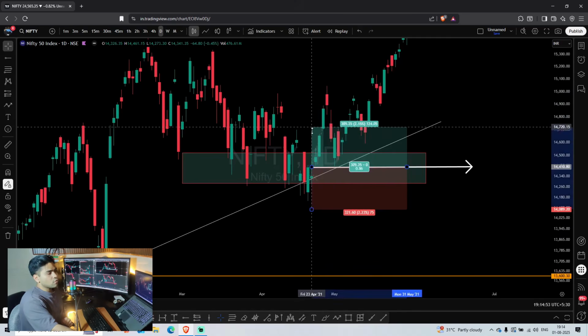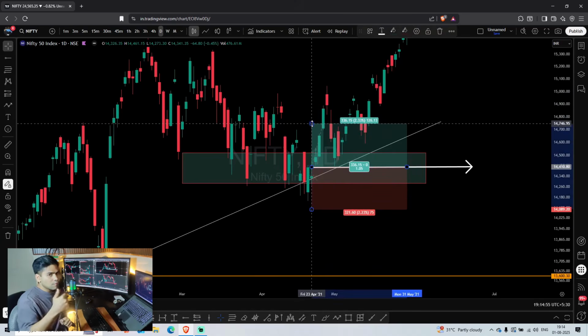Now here, if you go with a 1:1 risk reward ratio, now revise the chart. If you go with the 1:1 risk reward ratio, what will be your win rate in this particular trade? You need to write down. Now coming to the very beautiful part of this whole video.